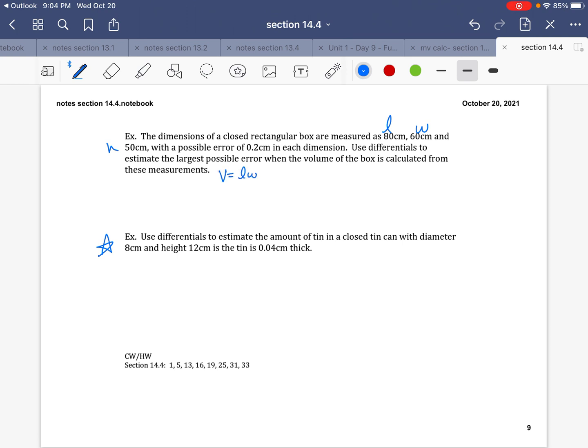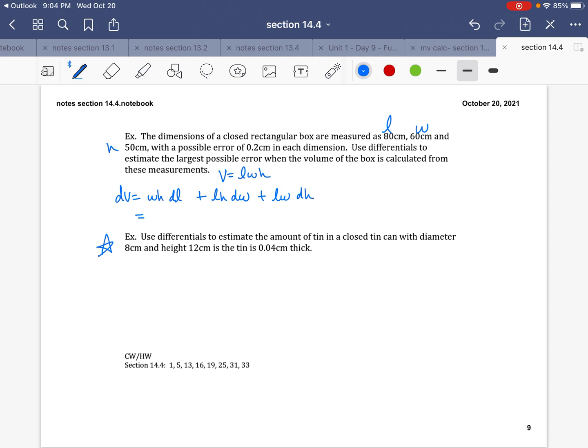So use differentials to estimate the largest possible error when the volume of the box is calculated from these measurements. So my volume formula is length times width times height. So my dV is going to be the derivative with respect to L, so that would be W H times dL, right? And then plus my derivative with respect to W, which would be L H times dW, plus my derivative with respect to H, so that would be L W times dH. Okay, so the dL, the dW, and dH are all the possible error, 0.2, so I have to fill in my numbers, my width and my height, so that'd be 60 times 50.